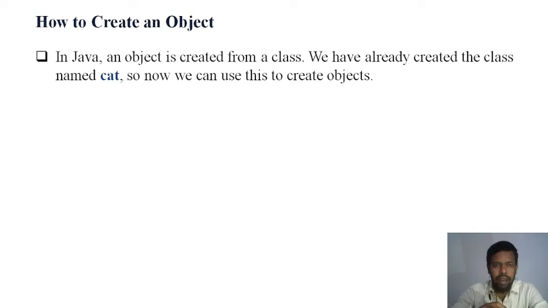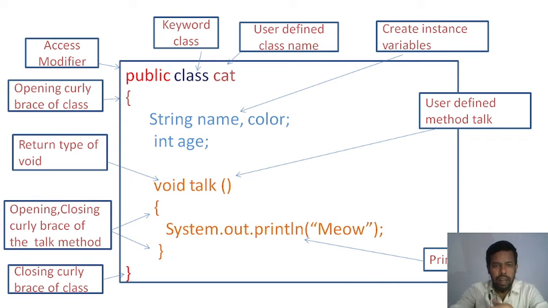In Java, an object is created from a class. We have already created the class named cat. In the previous slide, we created a class. The class name is cat. So we access the variable or method with the help of an object. For example, we access the name, color. In the previous slide, we created a class with name, color, age. So we need to create the object.